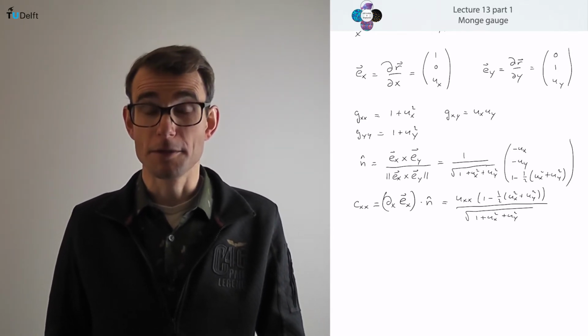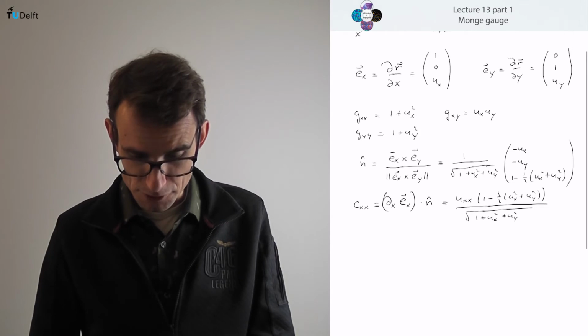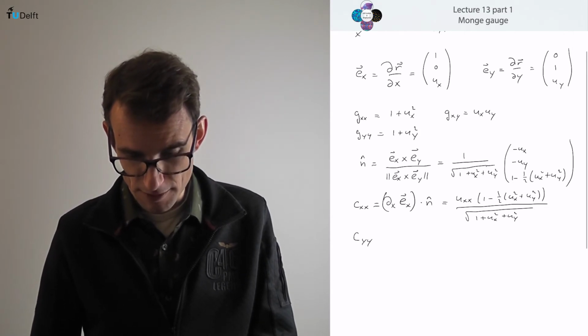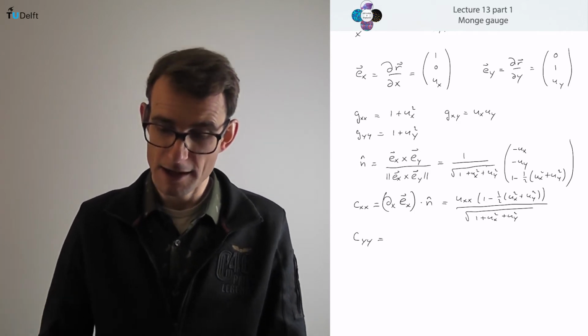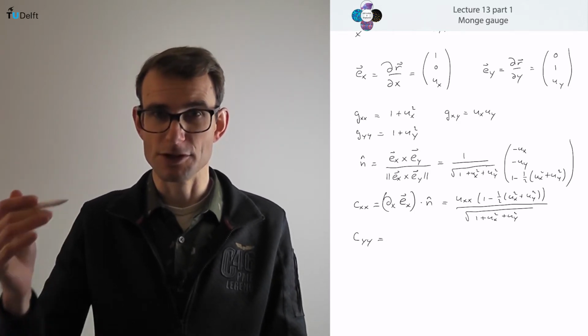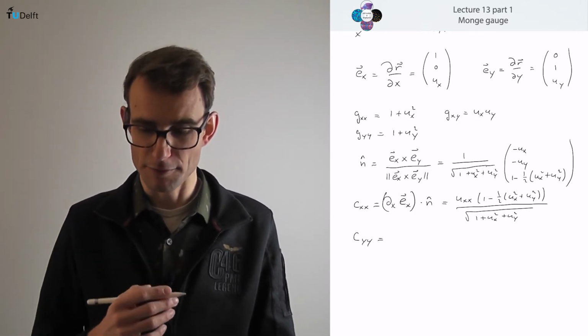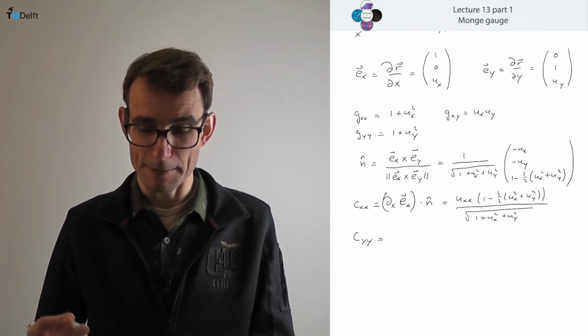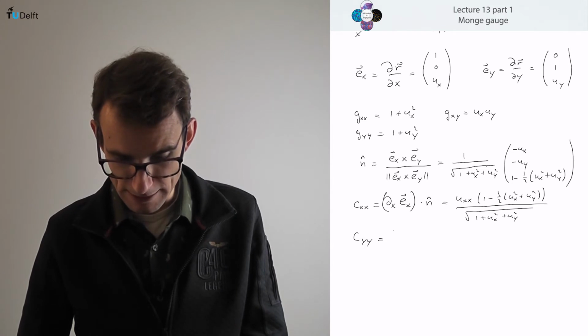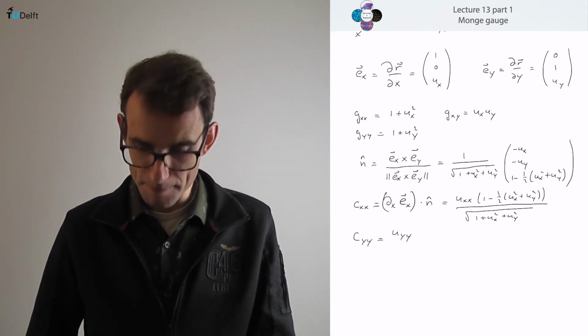For the yy component of the curvature tensor, of course, we're going to get something very similar, because we're now going to take the y derivative of ey, which again, right, it gives us 0, 0, and now the second derivative of u, but then with respect to y. So it's exactly the same thing, except for one thing, that instead of uxx, we have uyy.